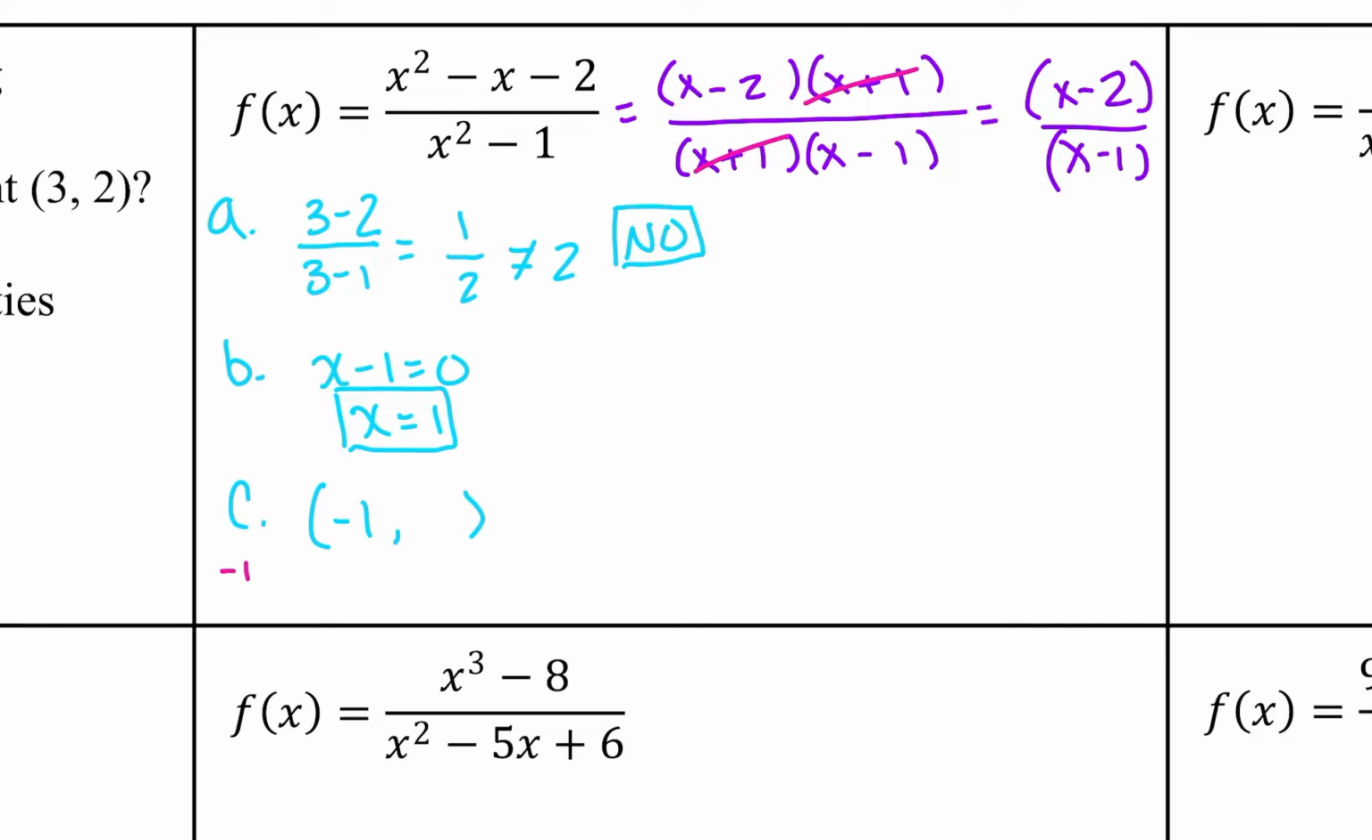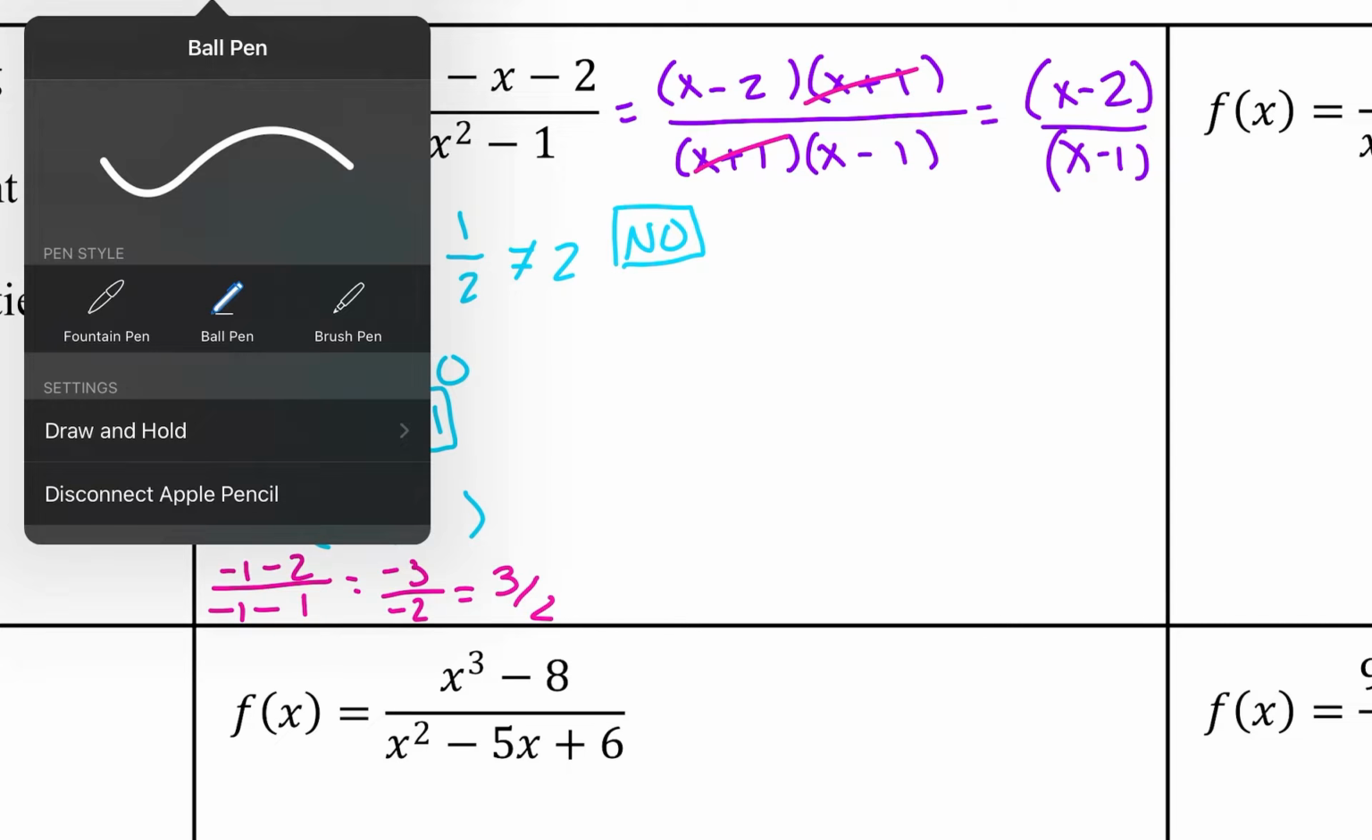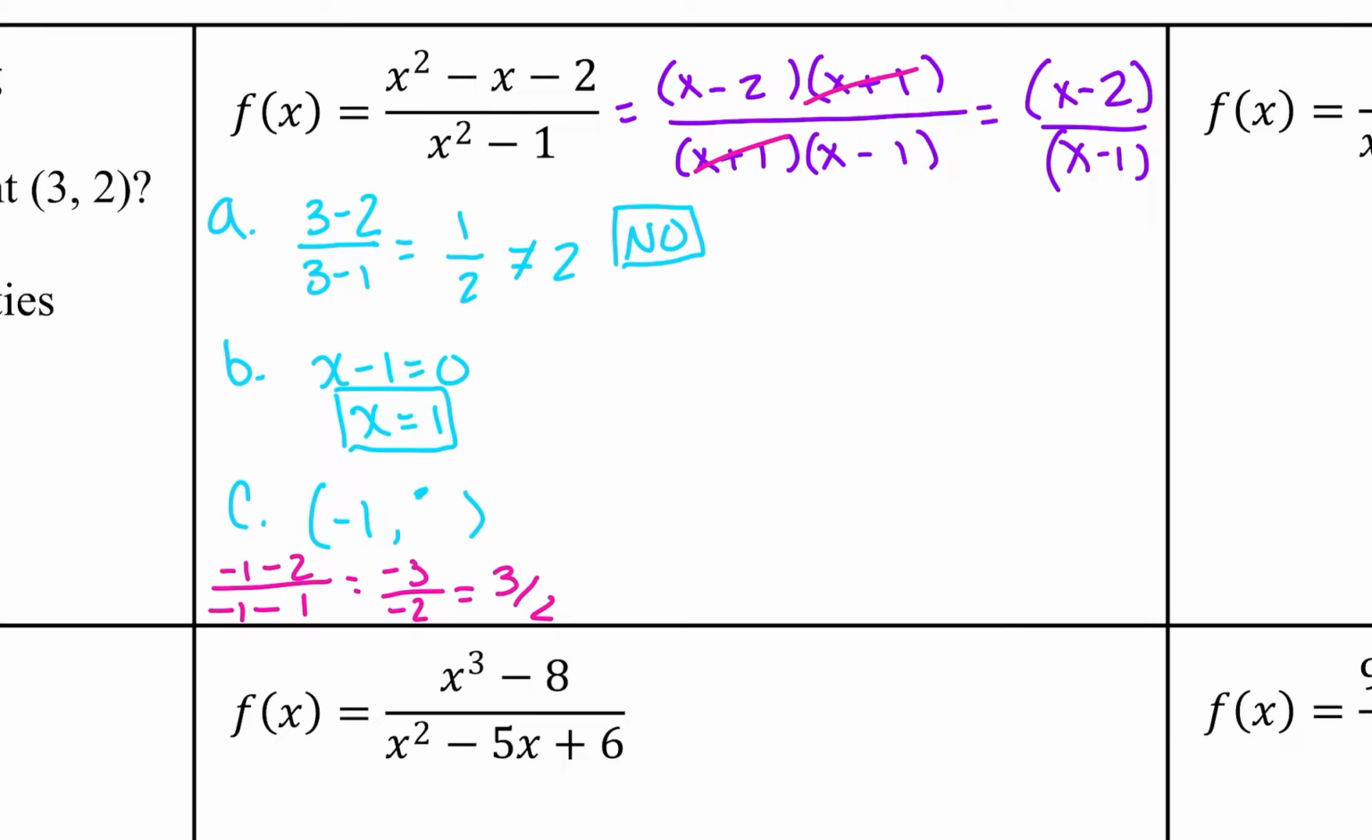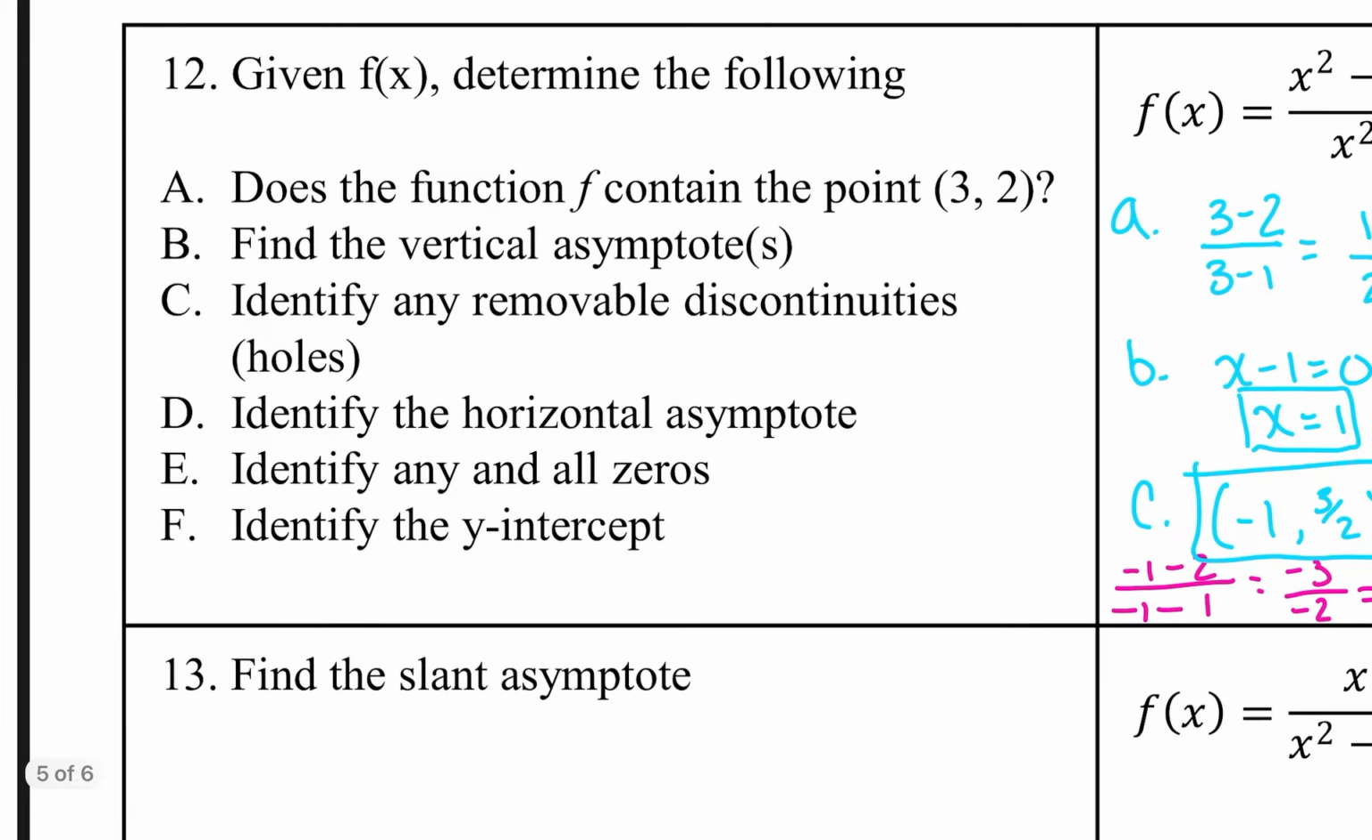So I'm going to do that right here in a different color. -1 minus 2 over -1 minus 1. Again, all I did was plug it into that formula right there. I take this -1 and plug it into that formula. And when I do that, -1 minus 2 is -3. -1 minus another 1 is -2. And overall, that gives us a positive 3/2. So I know my solution comes out to (-1, 3/2). That is the hole or the removable discontinuity.